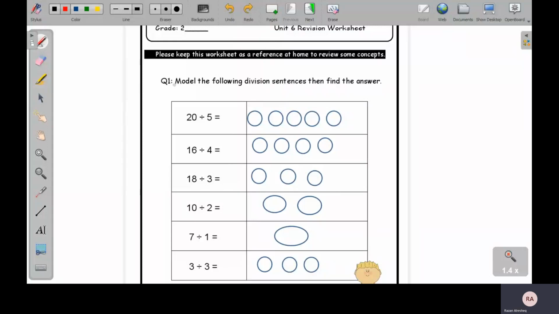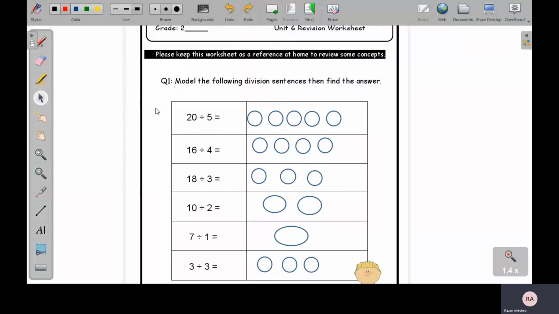Now, in division, it's a little different than multiplication. We look at the division sentence. For example, here, 20 divided by 5. Now, in division, the second number in my division sentence is going to be the number of groups I have. So here, it's 5, so I have 5 groups modeled. And 20 is going to be, for example, the objects I'm going to equally share in every single group.